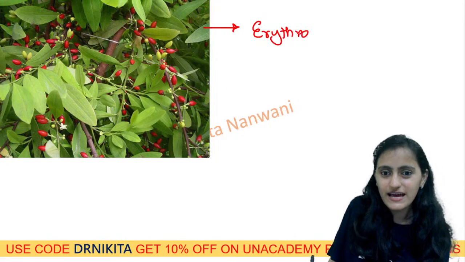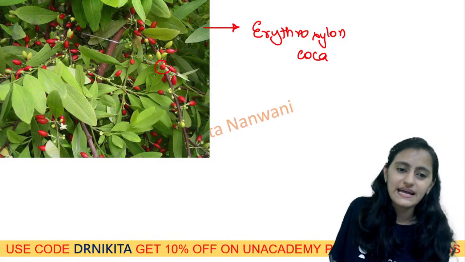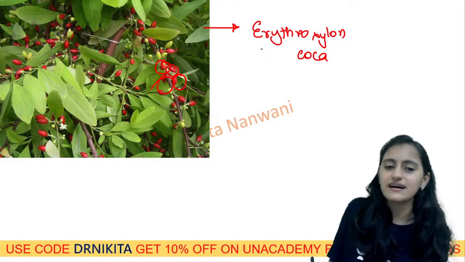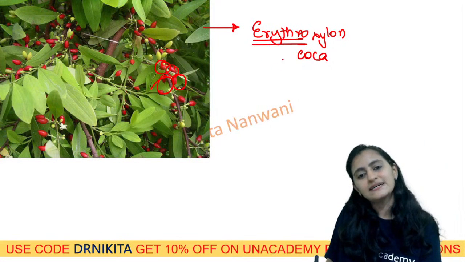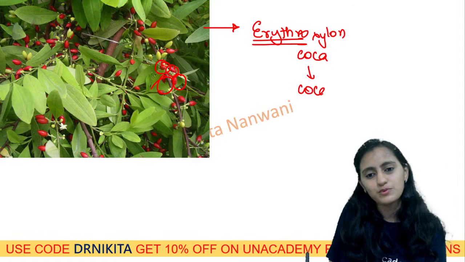So this is your erythroxylon coca plant. How do you know this? Red color dikh raha hai. So erythro is red. It is erythroxylon coca. So you will get cocaine.